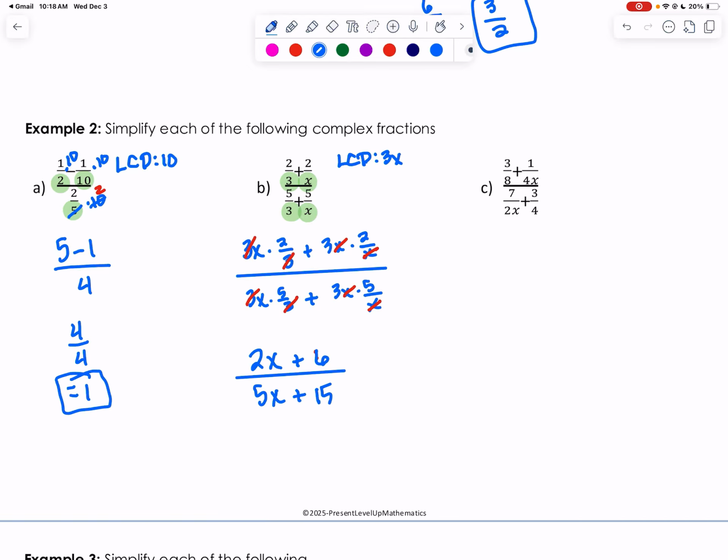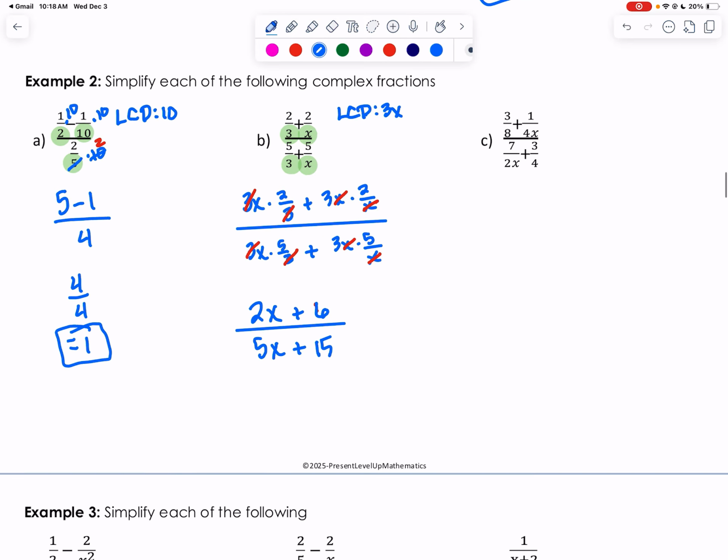Now, I'm kind of seeing some common factors here, so I'm thinking something might cancel out. On the top, if we take out the common factor of 2, we would be left with x plus 3. On the bottom, if we take out the common factor of 5, we would also be left with x plus 3. And then I can see that those are clearly going to cancel. So final answer here, 2/5.